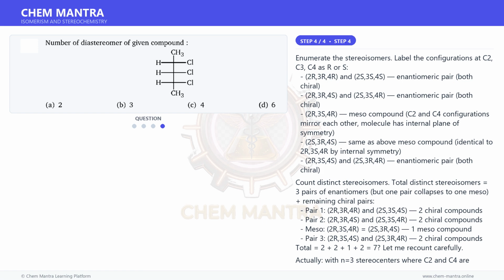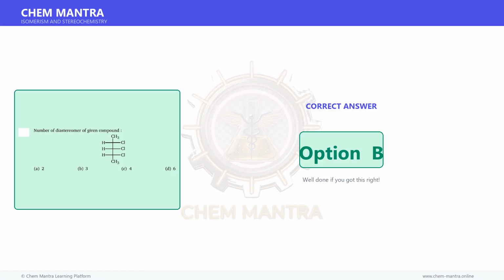Why other options fail? Option A, 2, undercounts by missing 1 diastereomer. Option C, 4, and D, 6, overcount. The correct count of diastereomers of the given compound is 3. Therefore, the correct answer is B. Therefore, the correct answer is option B.